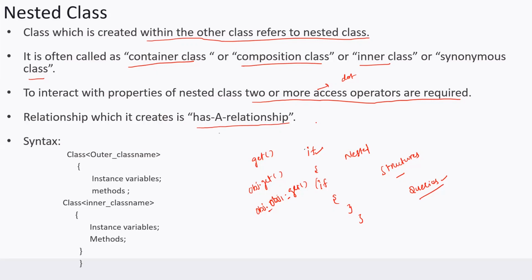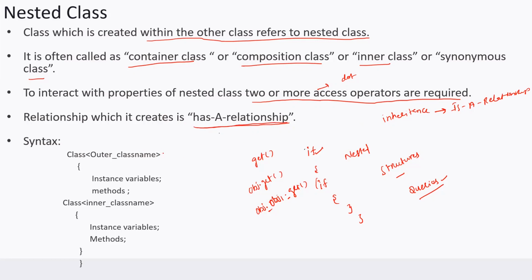This is a very important interview question as well. So in terms of inheritance, we have a relationship among the classes, which is an is-a relationship. Whereas coming to nested class, there is a relationship among the classes that is a has-a relationship.